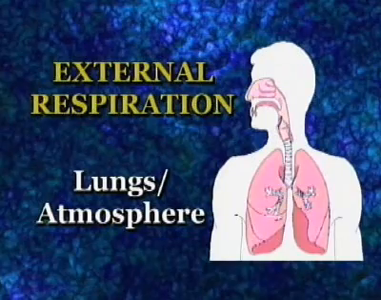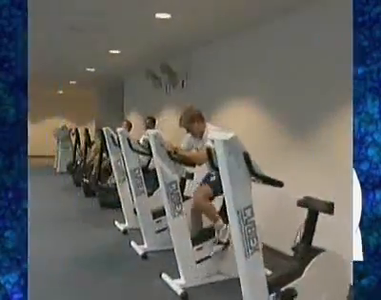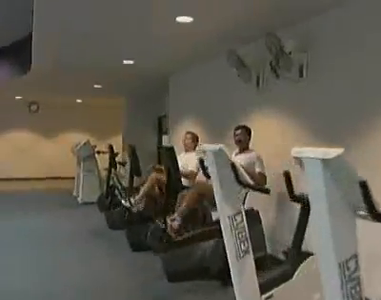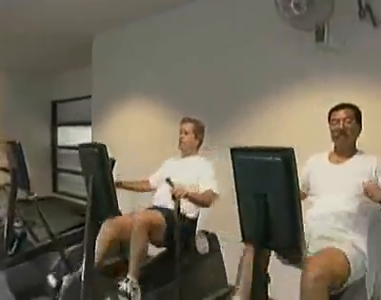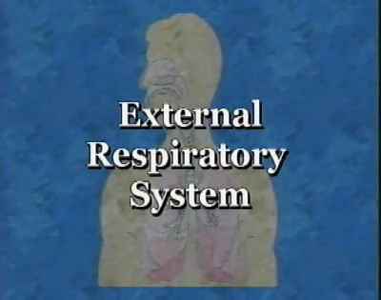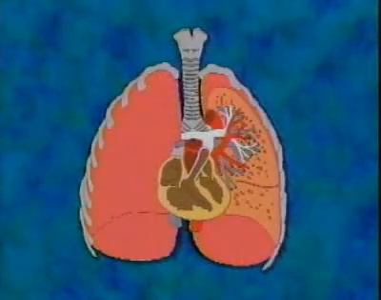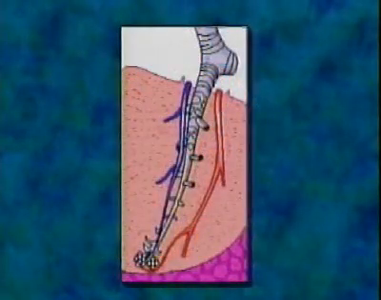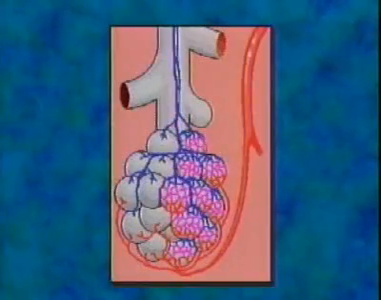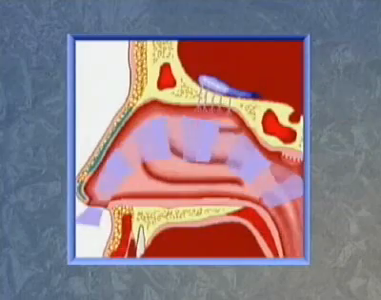External respiration is the exchange of gases between the lungs and the surrounding atmosphere. Let's observe the entire process of how air interacts with each part of this system. The external system is comprised of several complex parts: the oral nasal passages, trachea, bronchi, bronchiole, alveolar duct, and alveoli, air sacs. As air enters the oral nasal cavities, it is warmed, moisturized, and filtered.